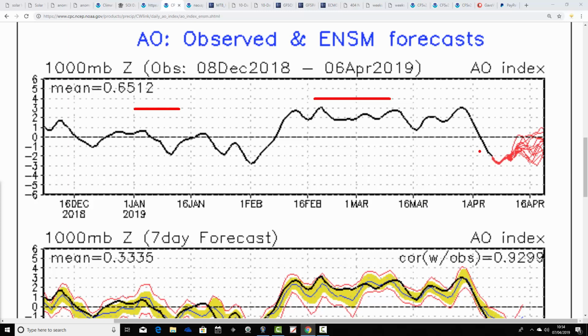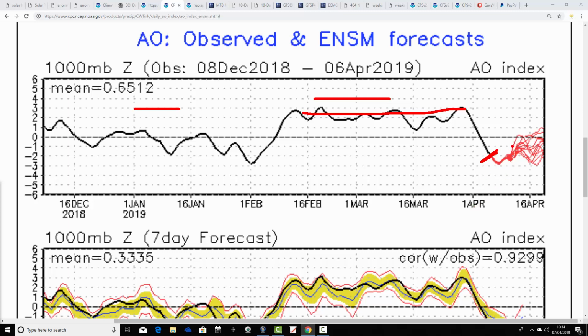So through February and most of March, we were in a positive phase of the Arctic Oscillation. You see that black line there, very positive territory. Around the switch from March to April, the Arctic Oscillation goes negative. That's where we are right now, very negative with the Arctic Oscillation.